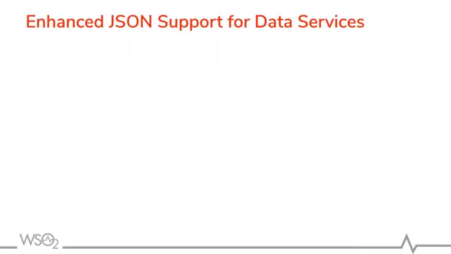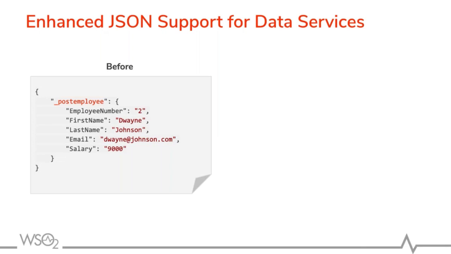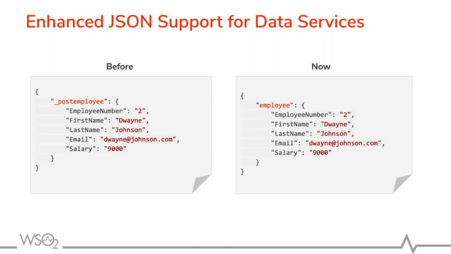Another thing we have done for the JSON support is the support for data services. We have enhanced it in a way that we have changed the request format from previous to now. When data services were exposed as REST services, previously you had to send the request prefixed with either post or put, that is the method. We have taken that burden away from you, so that you can simply focus on sending the request alone. You don't have to prefix it with the method.